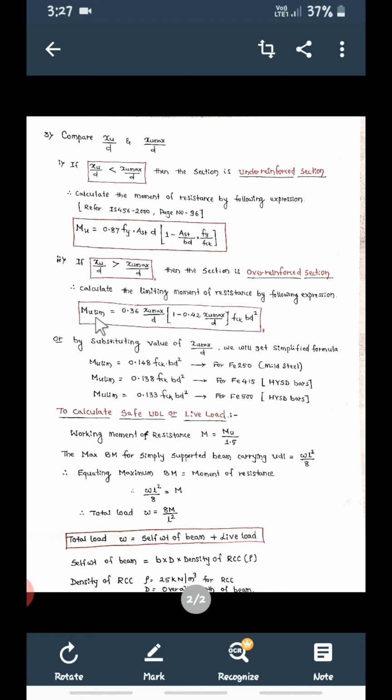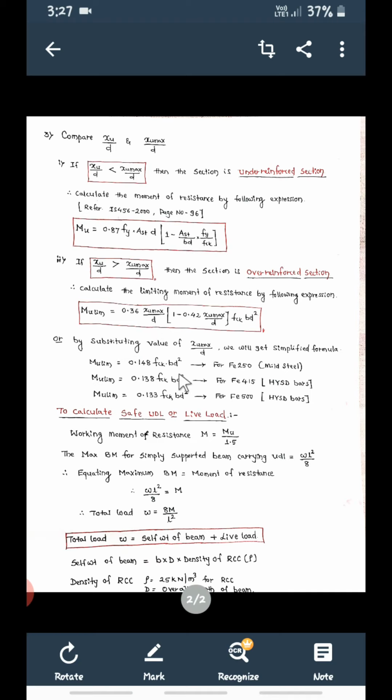Or you can write Mu limit is equal to, or Mu maximum is equal to 0.36 xu max upon d fck bd square into bracket 1 minus 0.42 xu max upon d. Already we know the value of xu max upon d, so directly, instead of simplifying this equation, you can use it by substituting the xu max upon d value here.